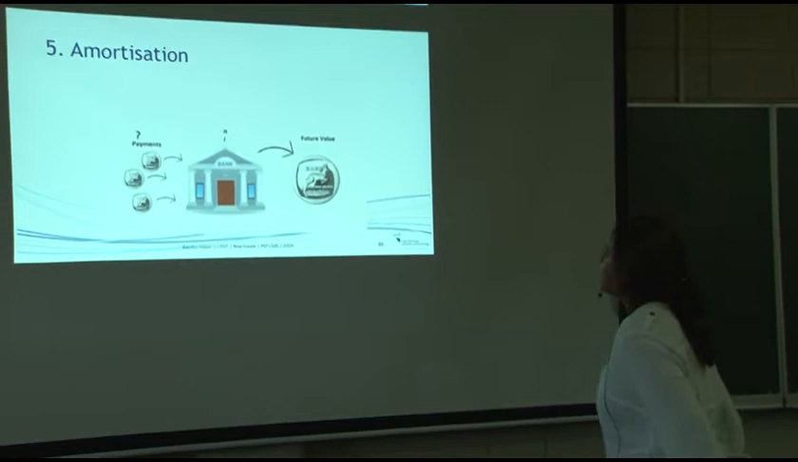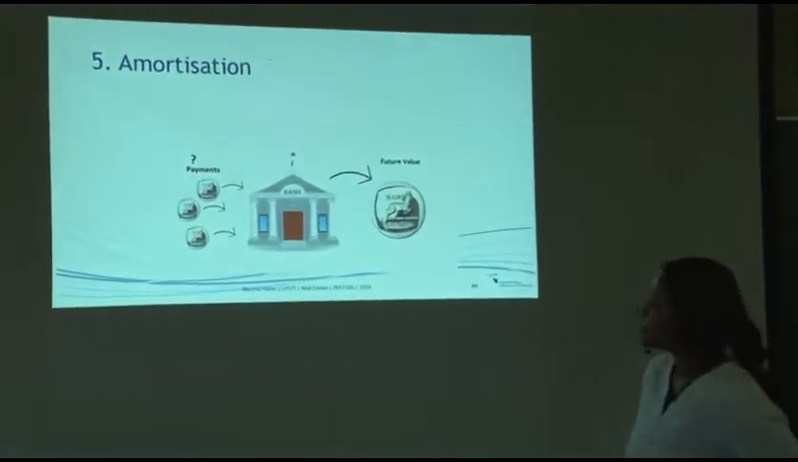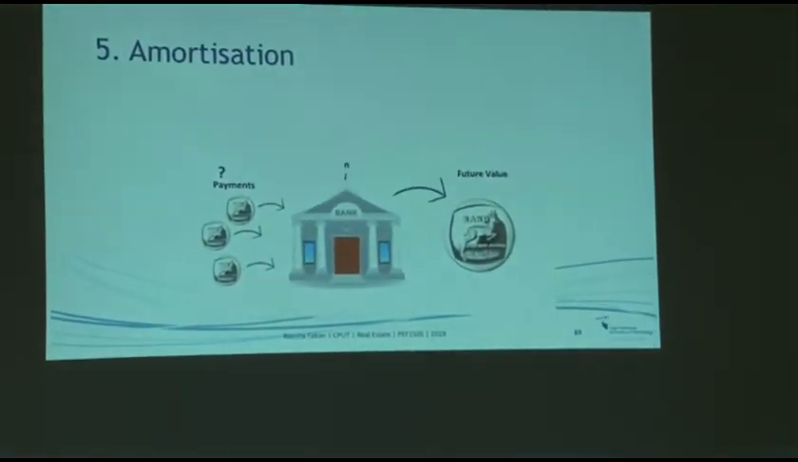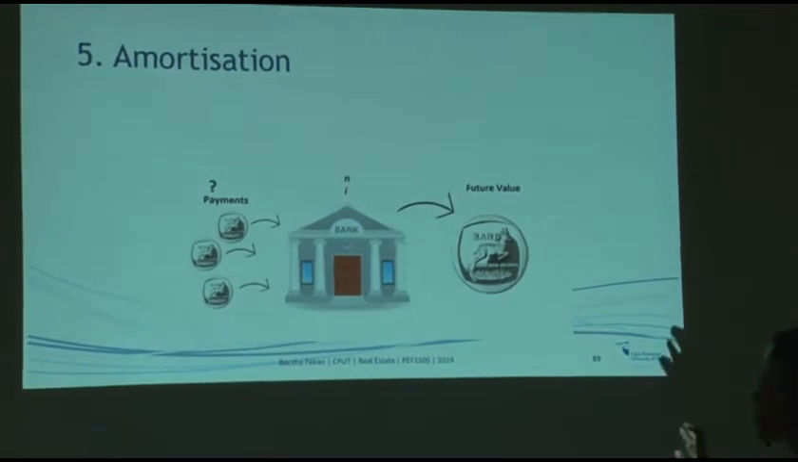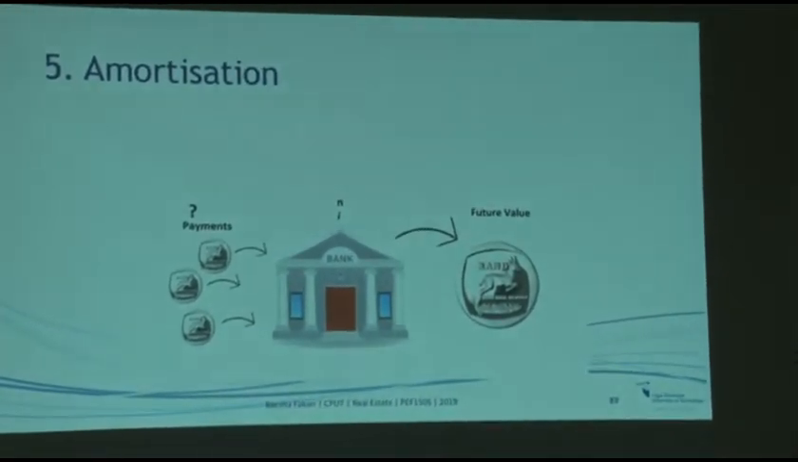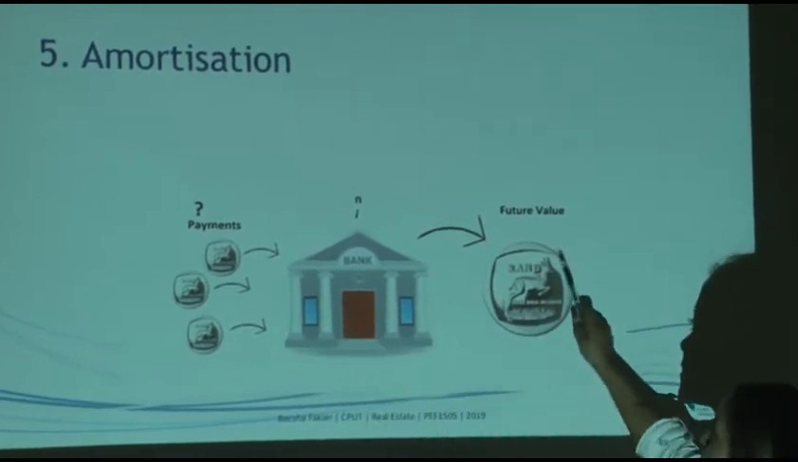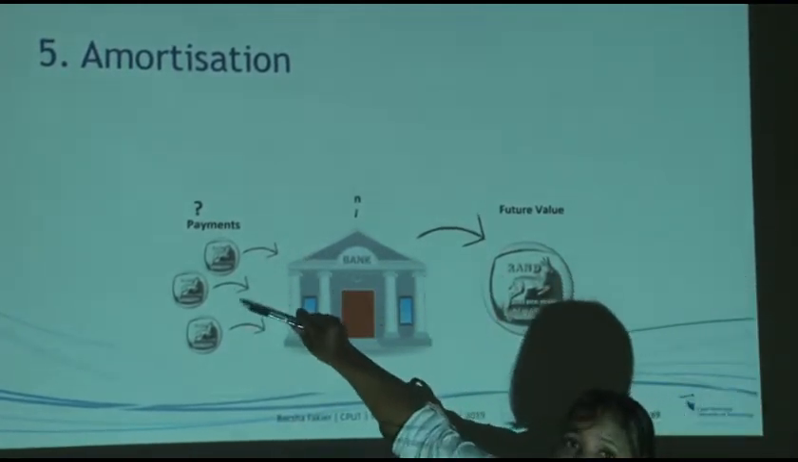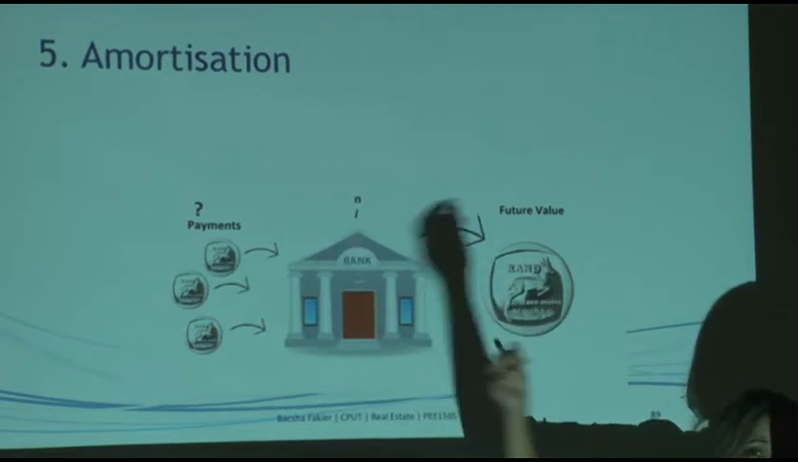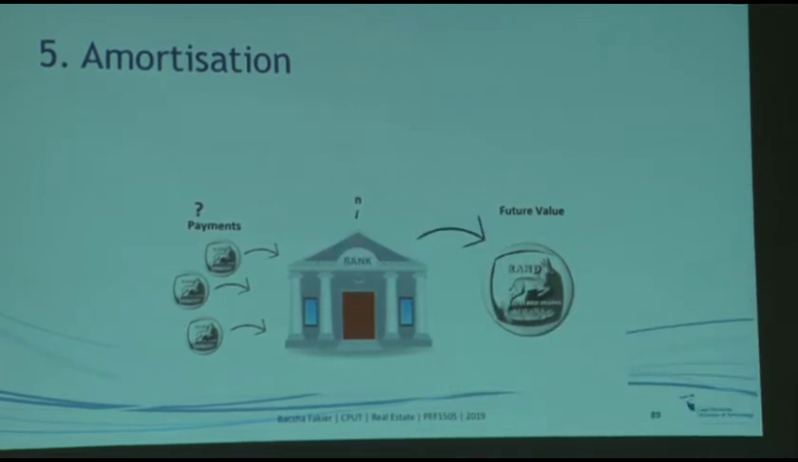Oops, that figure is also wrong, sorry, I apologize for that. What it's supposed to look like is you've got several payments going into the bank, and instead of a future value, it's a present value. So you'll find that the amortization calculation is the reciprocal of annuities present value.